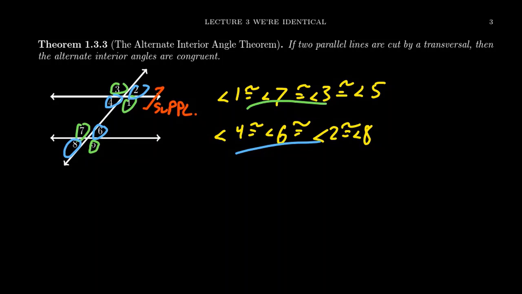I should also mention that the converse of the alternate interior angle theorem applies in geometry. That is to say, if you have a pair of alternate interior angles that are congruent, then the lines must be parallel. That is to say, if the alternate interior angles 1 and 7 happen to be congruent, then that would imply the lines are parallel. The congruence of alternate interior angles is equivalent to the lines being parallel to each other.